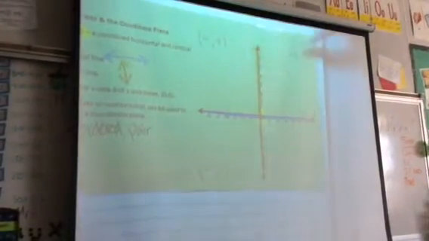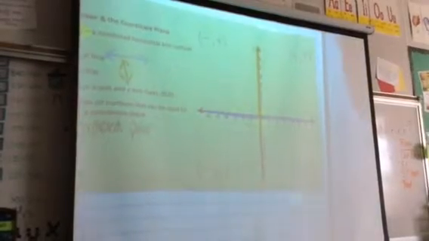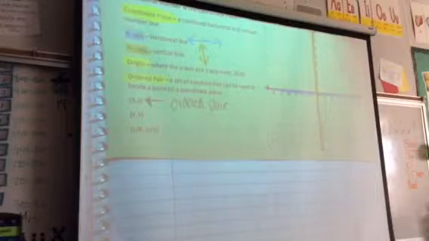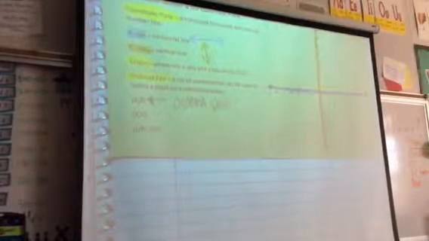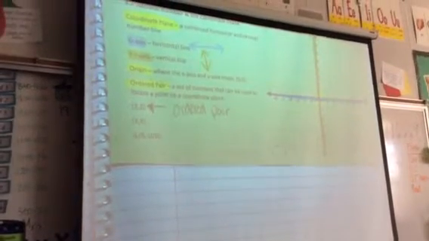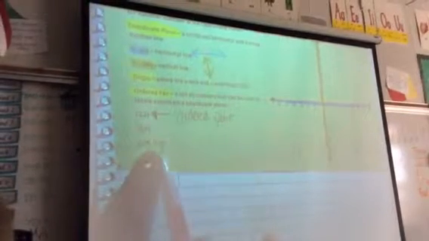Is it a positive and positive? Is it a positive negative? That way you guys will be able to tell where it would belong. Okay? And then finally, something I want you guys to know about ordered pairs is you always move left and right, up and down. So the left and right, it's the first one, and then the up and down, it's the second one.